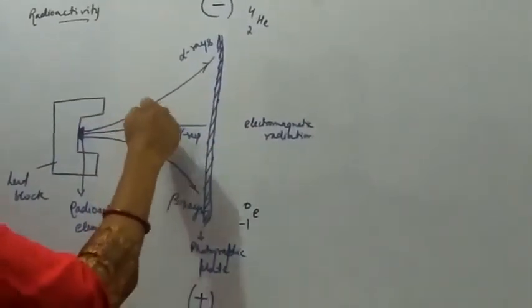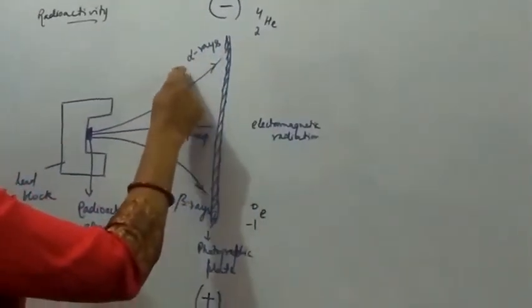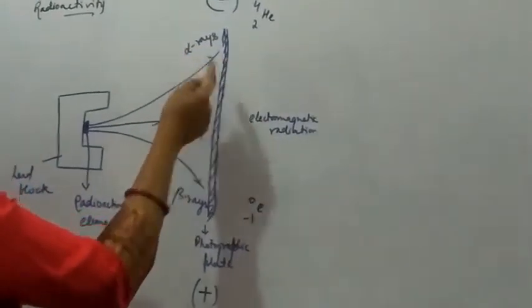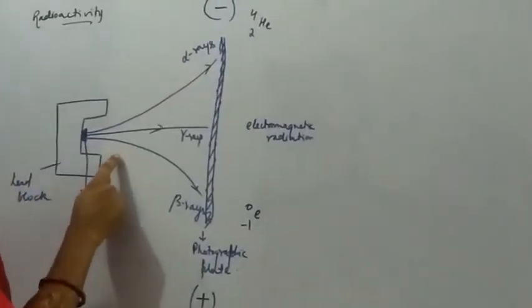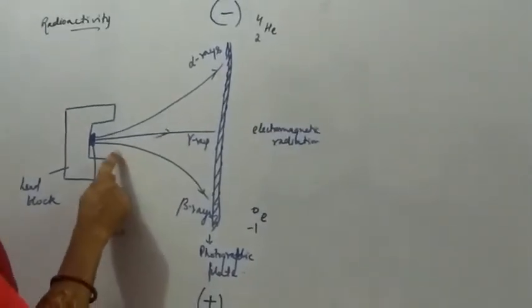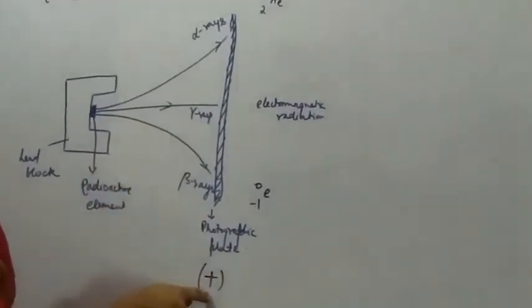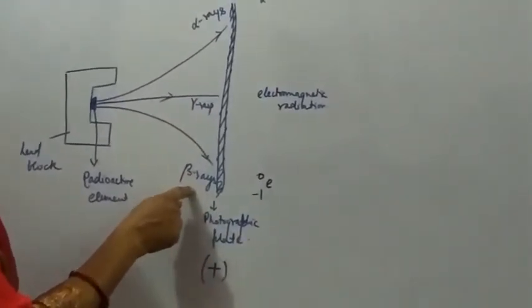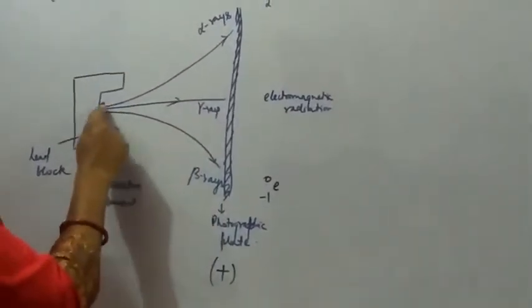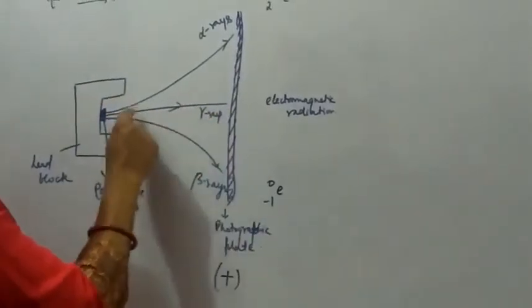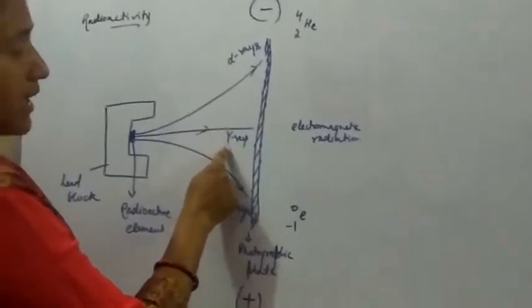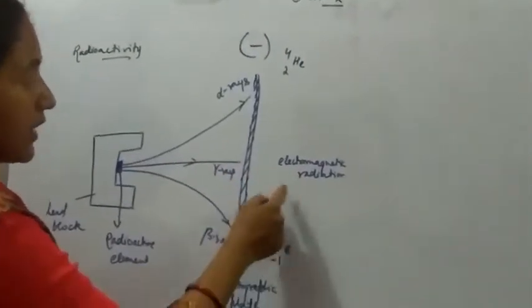Those that showed a deflection toward the negative plate were termed positive rays, and they were known as alpha rays, right? And those emissions which moved toward the positive terminal were named beta rays, or the negatively charged rays, whereas those which moved undeflected, just straight, were known as gamma rays. And these gamma rays are simply electromagnetic radiations.